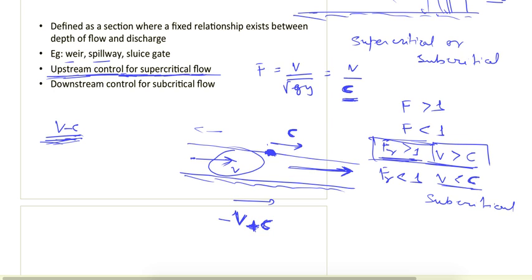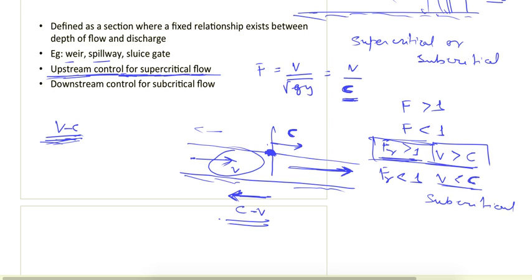So if I'm taking in this direction, it is coming out to be C minus V. So it will not go in this direction because C is greater than V. So C minus V will be the velocity with which it will travel in the upstream direction.